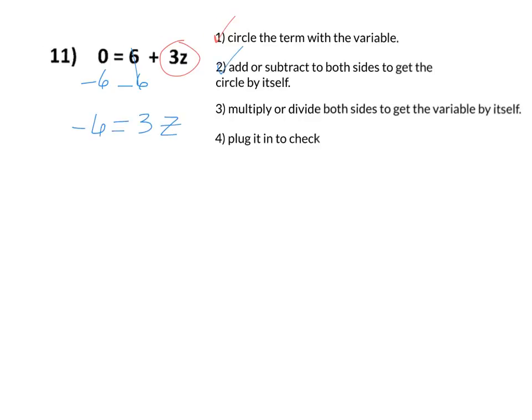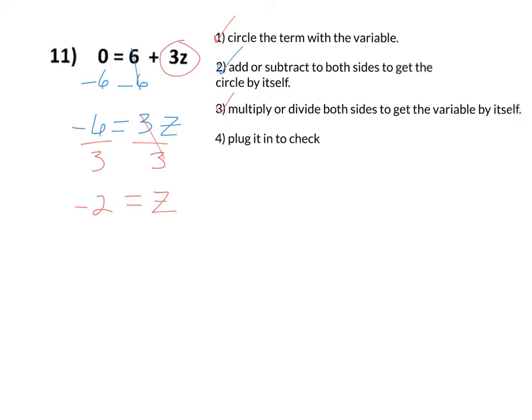Done with step 2. Step 3 is multiply or divide both sides to get the variable by itself. So if we look here, this is 3 times z. The inverse of multiplying by 3 is dividing by 3. We're going to do that on both sides. We get negative 2 is equal to z.